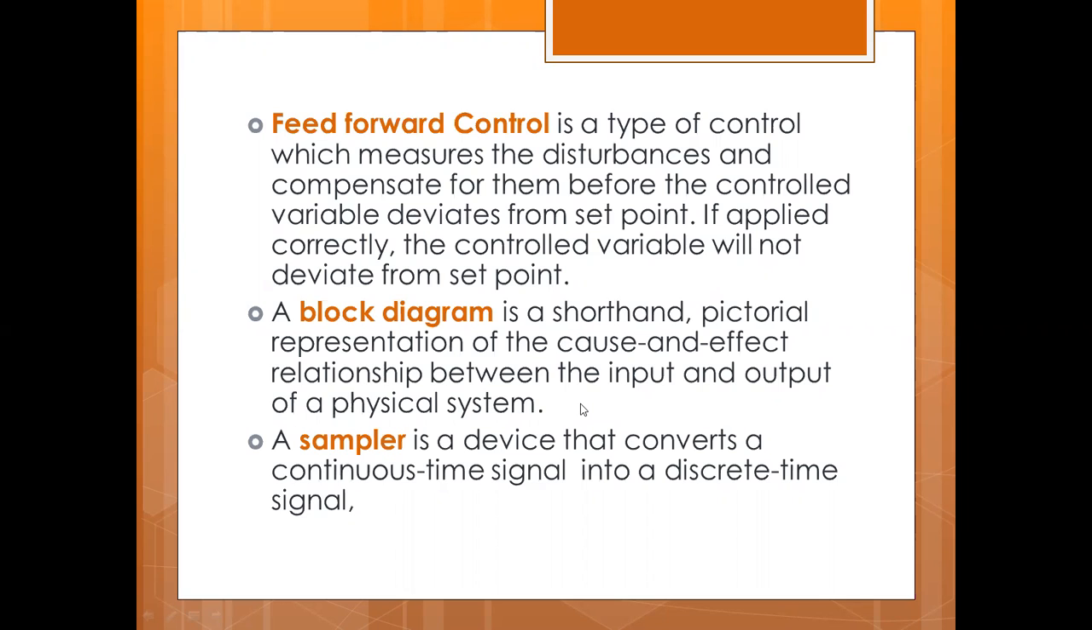Now we have the block diagram. So it's a shorthand pictorial representation of the cause and effect relationship between the output and the input of a physical system. So a shorthand pictorial representation, that's your block diagram. Now we have this term sampler. A sampler is a device that converts a continuous time signal into a discrete time signal.